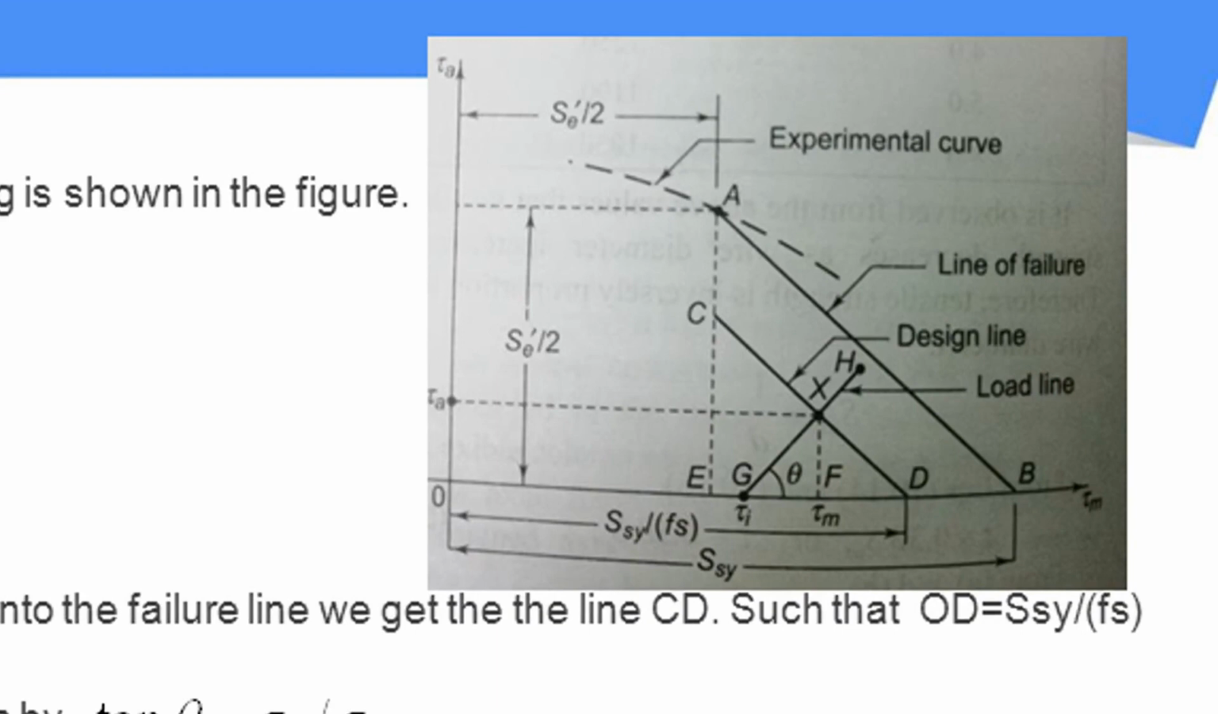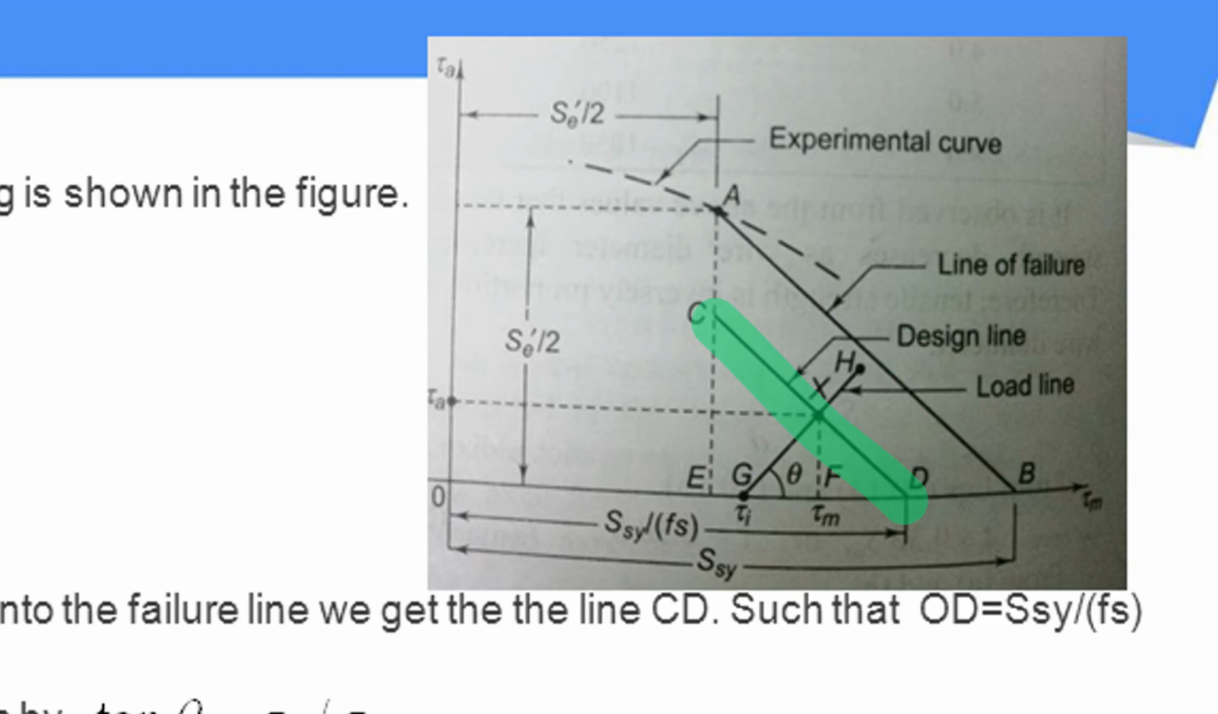You can find the line of failure. Here you can see AB is the line of failure, which is plotted from the data that was obtained from the experiment. So this line AB represents the stress values at which the failures occur in the mechanical elements. And here you can see another line, CD, which is called the design line, obtained from AB, the line of failure, by including the factor of safety. So CD is obtained by dividing every point on AB by the factor of safety, and it is parallel to AB.